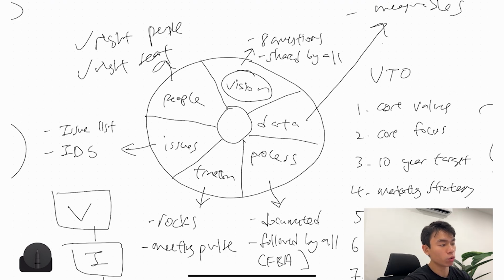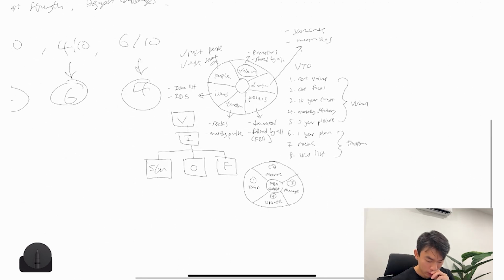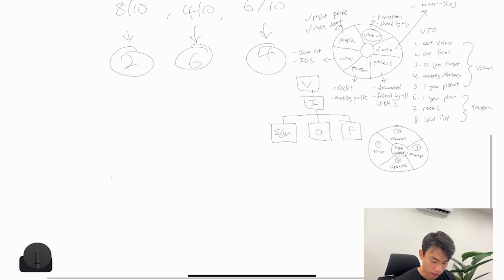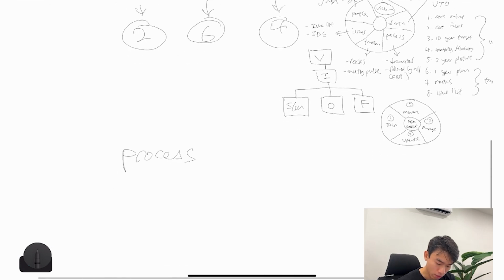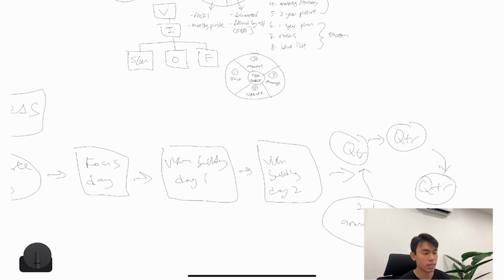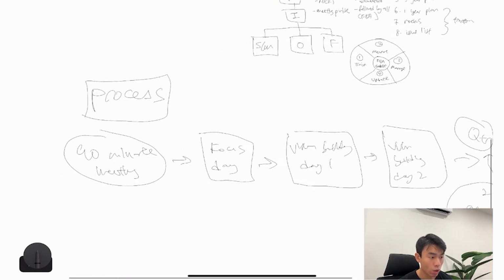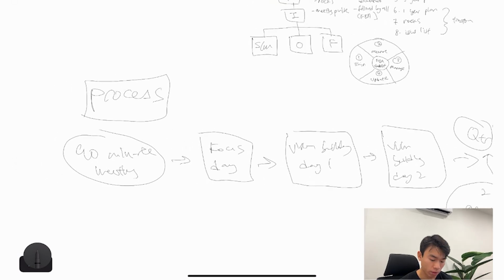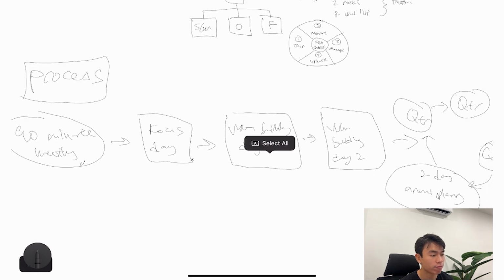Okay, so we're going to move on to the next agenda, which is process. Here's how it works. The first step in the process is this meeting we're having, which is a 90-minute meeting. For the next step, we'll schedule a full day, 7-hour session called the focus day. In the focus day, we'll cover 5 tools that will help us get a grip on our business.